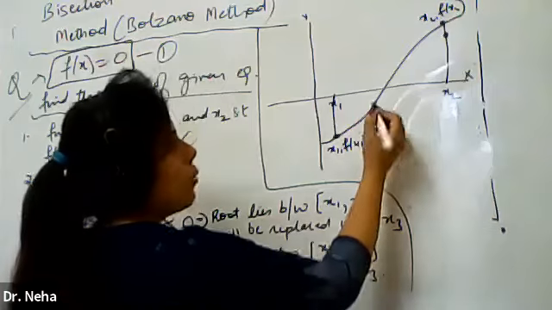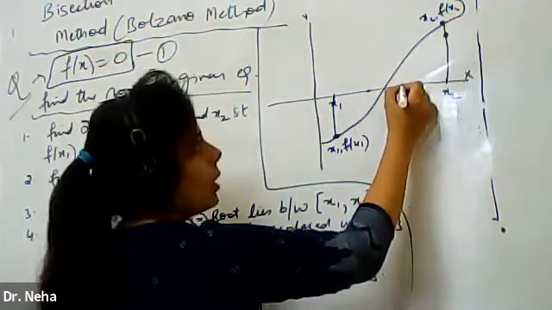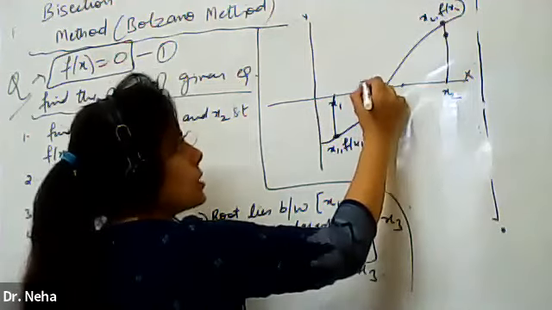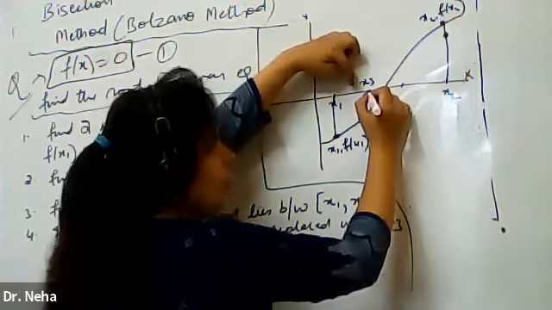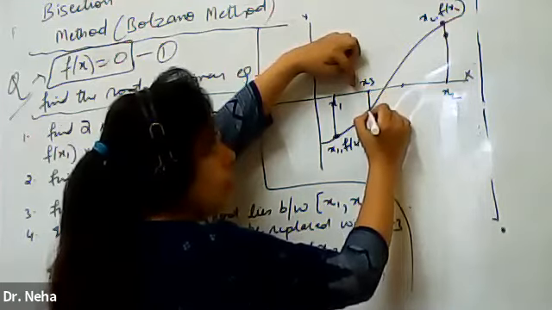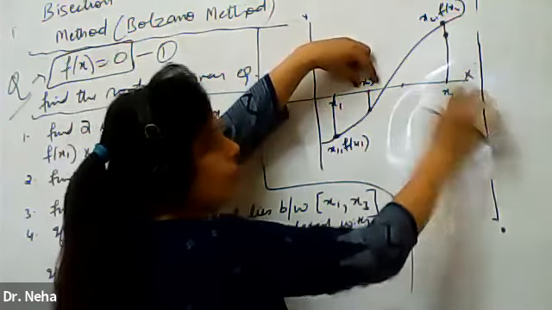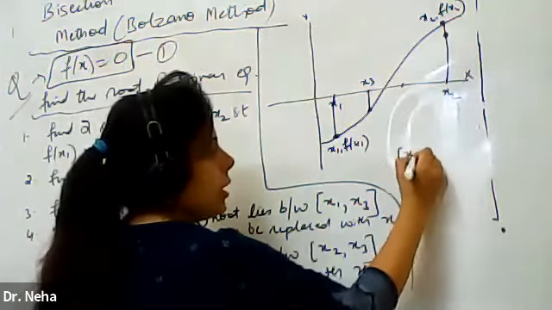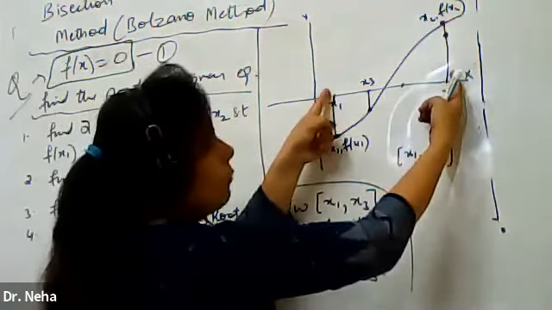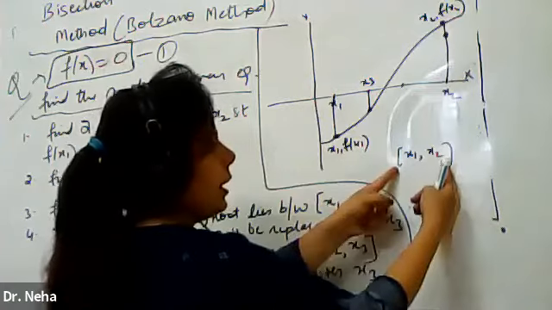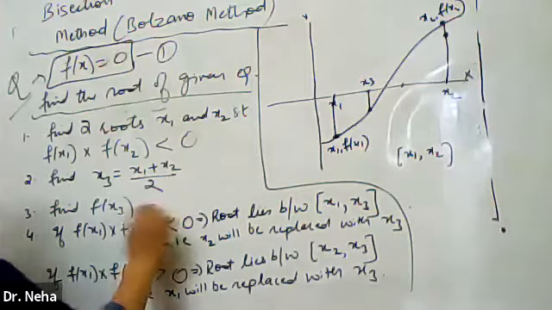Now that midpoint will lie, let us suppose, either over here or over here. We don't know the exact position. Let us suppose x3 lies over here. Now, the value of the function, if it is negative, then x3 will replace either x1 or x2. I am again repeating. The first interval is x1 and x2, the starting interval. Then we divide x1 and x2 into two equal parts, by using this formula, x1 plus x2 divided by 2.